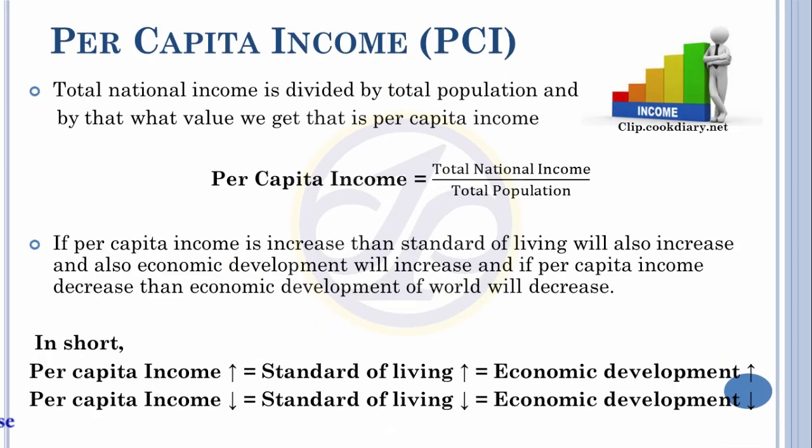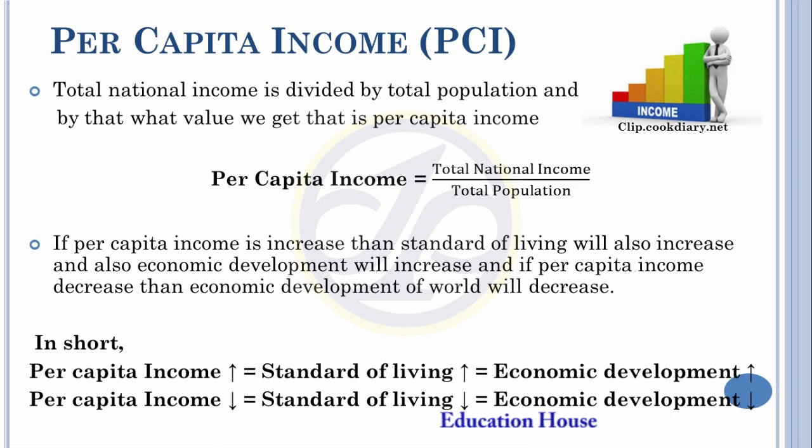To remove the limitations of national income, per capita income was developed. All of you know that per capita income means total national income divided by total population. Why is per capita income more helpful than national income? Because per capita income directly reflects the standard of living of the people. That is why we consider per capita income more convenient than national income.